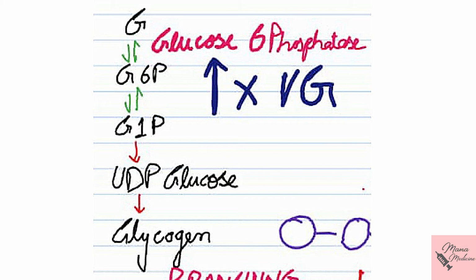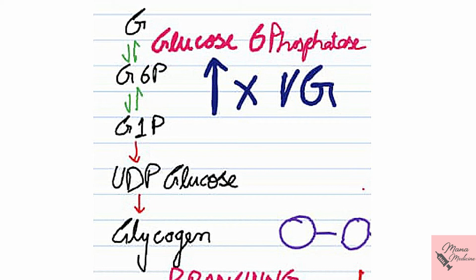It cannot easily move around outside the cell. It is always trapped in the cell. So the deficiency of glucose 6 phosphatase is known as von Gierke's disease, and it's a really severe disease because you can go through all of the steps of the breakdown, but you cannot go through that one final step to form glucose. So this is a very severe disease.